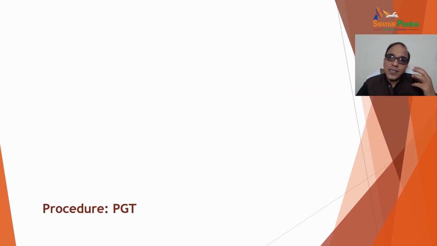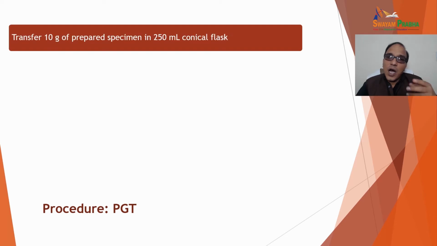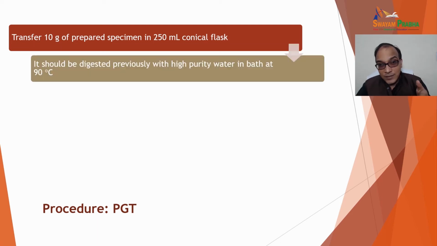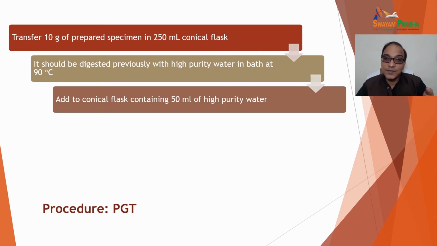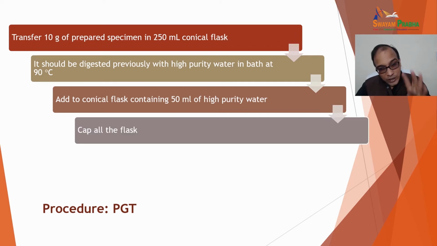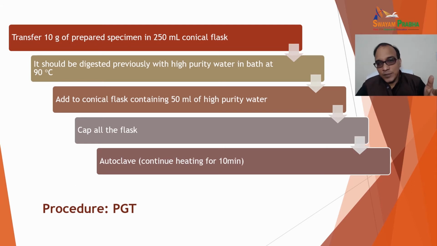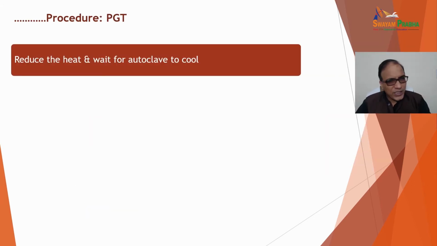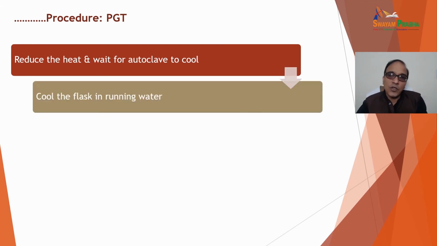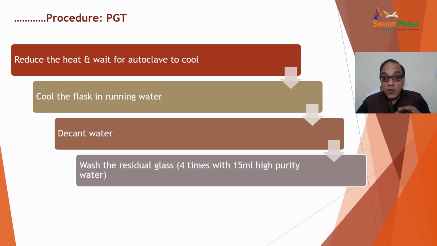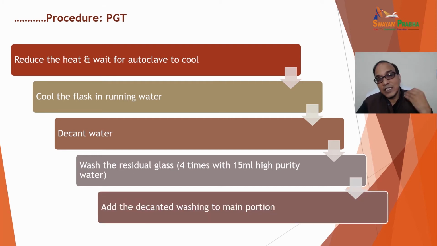Now let us see in detail what we are doing in this powder glass test. We transfer 10 gram of powder specimen into a 250 ml conical flask. Then it should be digested previously with high purity water in a bath at 90 degrees Celsius. Then 50 ml high purity water is added to the conical flask. Cap all the flasks. Autoclave, continue heating for 10 minutes. Then reduce the heat and wait for the autoclave to cool. Remember these steps. Cool the flask in running water. Decant the water. Wash the residual glass 4 times with 15 ml high purity water. Add the decanted washings to the main portion.